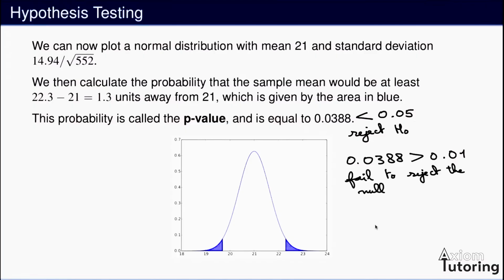So the smaller the significance level that you pick, the harder it is to reject the null hypothesis. That means you need more evidence that the sample mean that you obtain is incompatible with the population mean that you hypothesized in order to reject the null hypothesis.